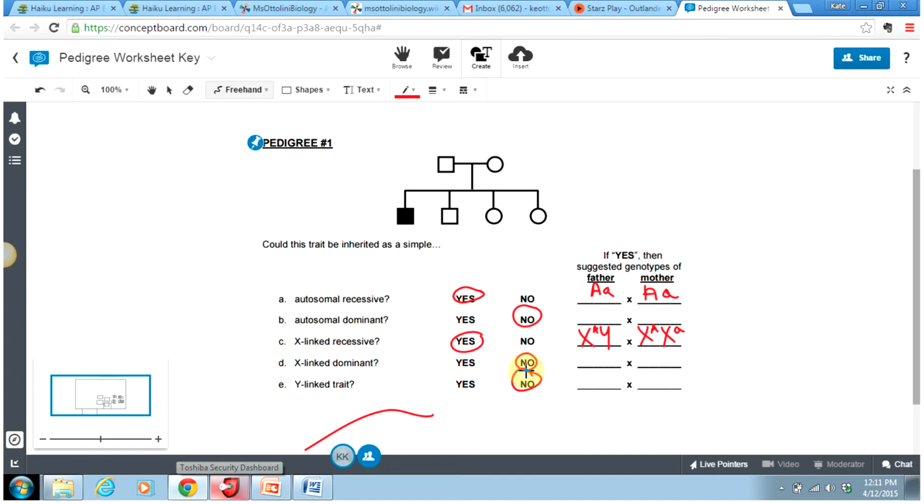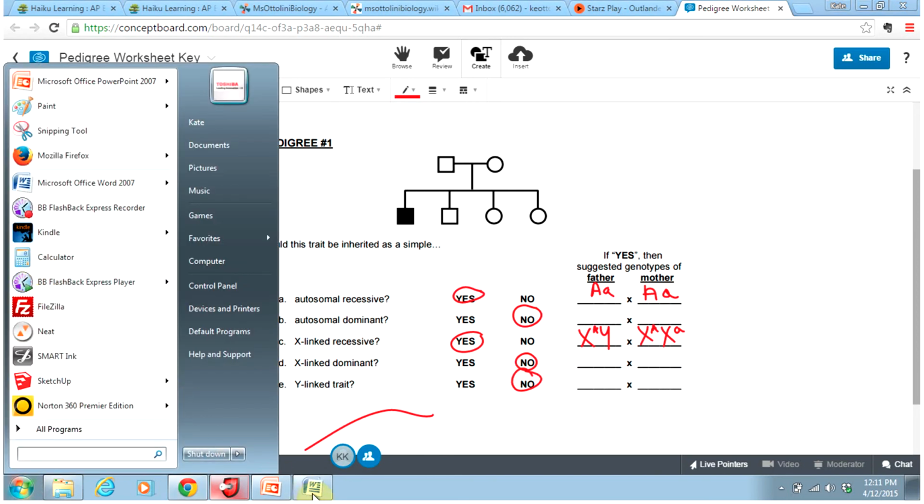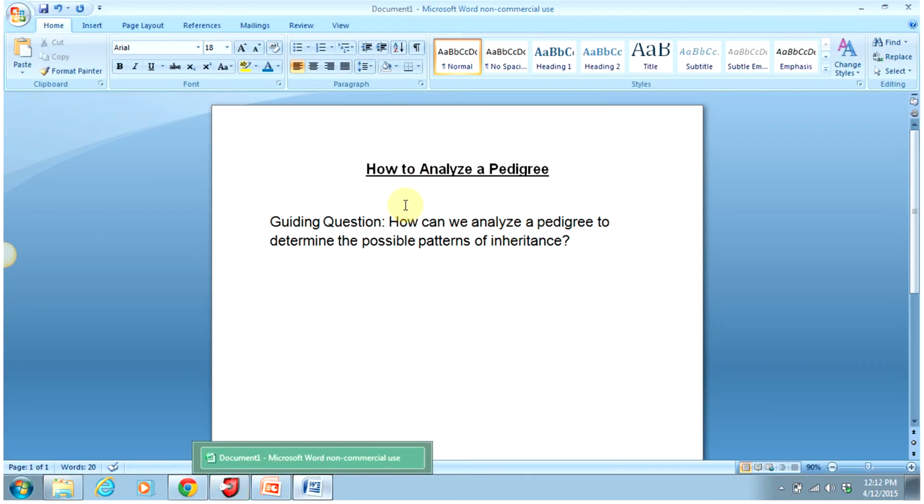This would be your final response for pedigree number 1. And you are going to try out pedigrees 2, 3, and 4 on your worksheet. And you can check the key to see if your answers are correct. Okay. I hope that was helpful. We have addressed our guiding question, how can we analyze a pedigree to determine the possible patterns of inheritance?